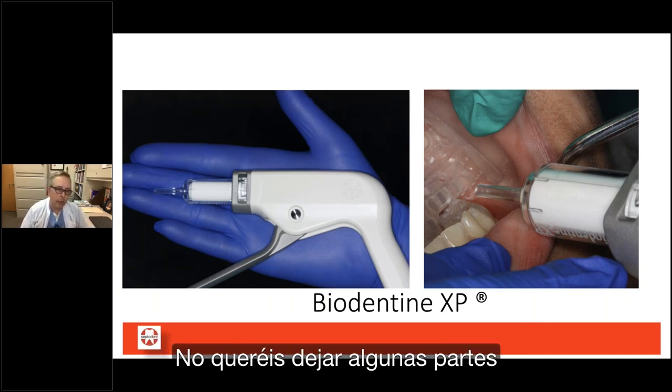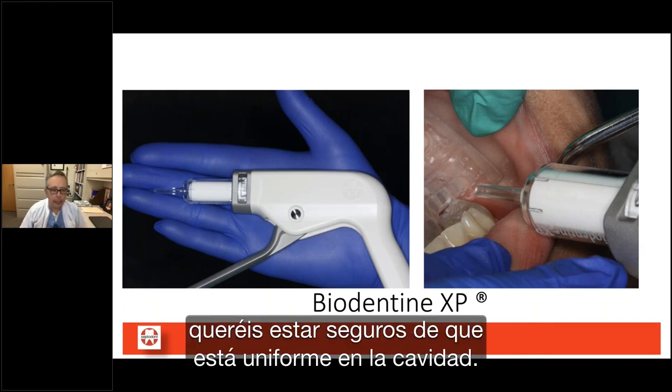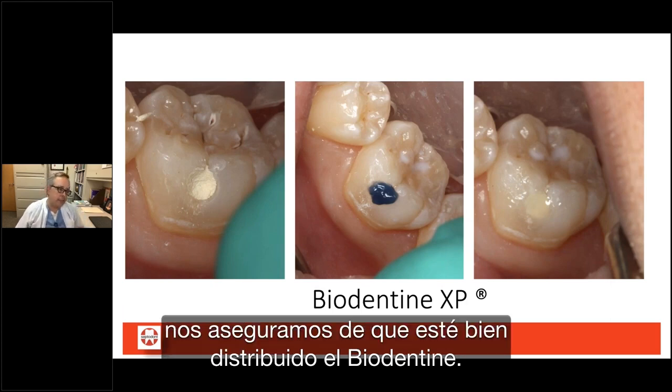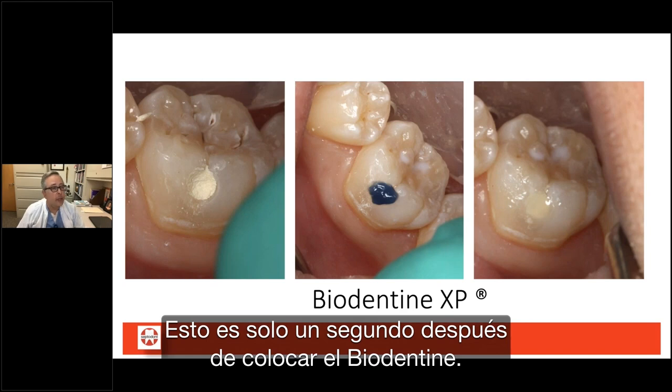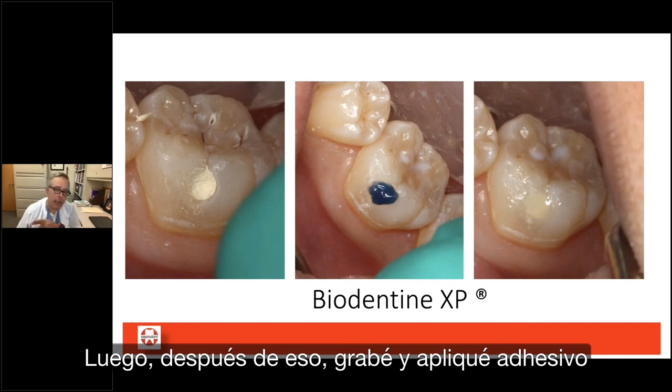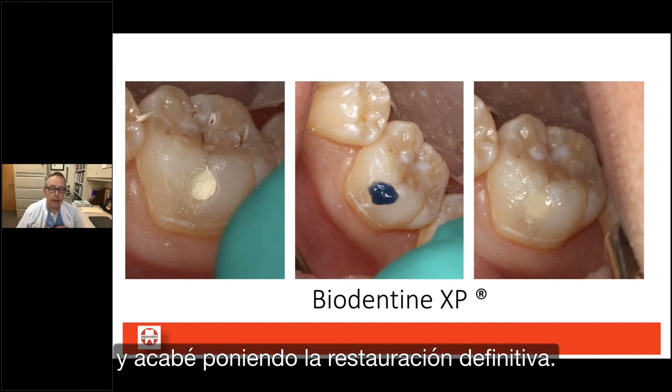You don't want to leave some parts with just a little Biodentine. You want to be sure that it's even in the cavity. So that's what we did. In the picture on the left side, we made sure that the Biodentine is evenly distributed. This is just 1 second after I placed the Biodentine. And then I wait the 12 minutes. After that, I etch, bond, and I end up putting the final restoration.